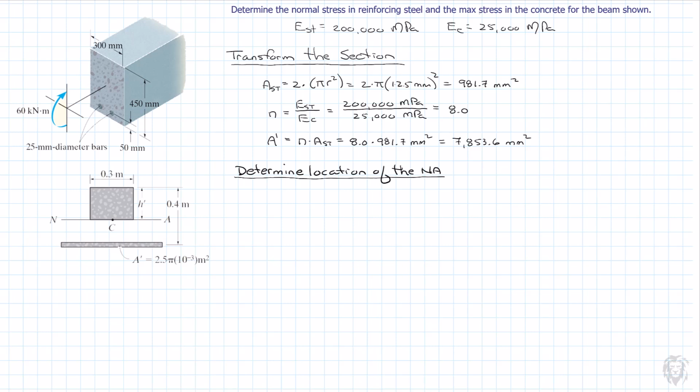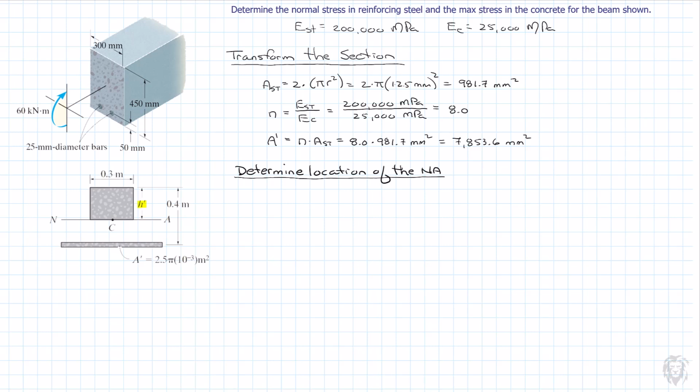I've popped in the diagram. We can see the transformed area. We've also removed all of the concrete material below the neutral axis because that's going to be in tension, with the exception of the transformed area replacing the steel, so behaving as the steel. So now we need to know the location of the neutral axis. And so we see here they've introduced H prime. That's going to represent the distance down from the top for the location of the neutral axis.